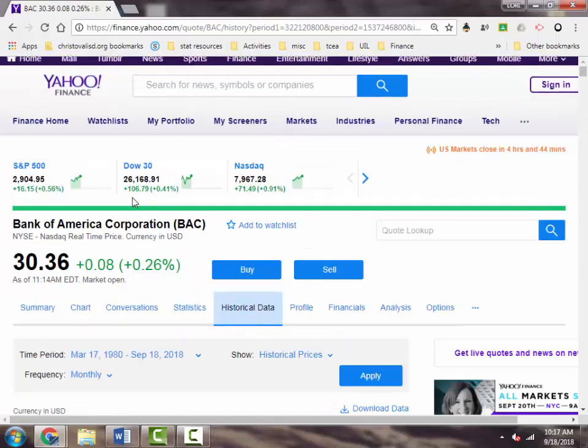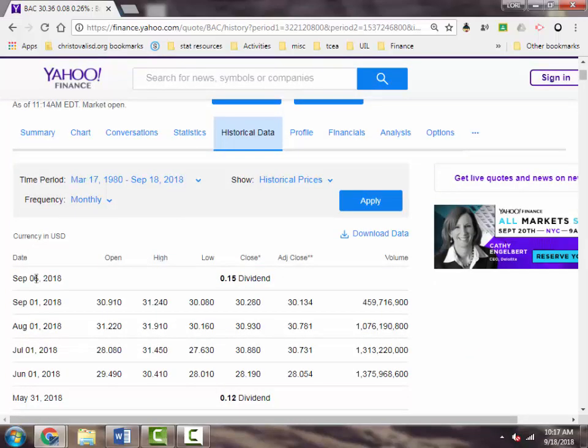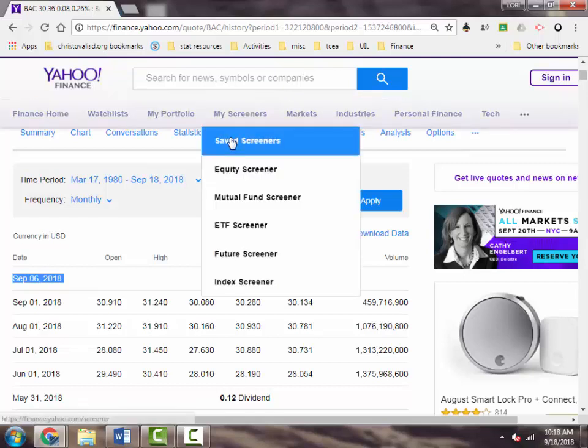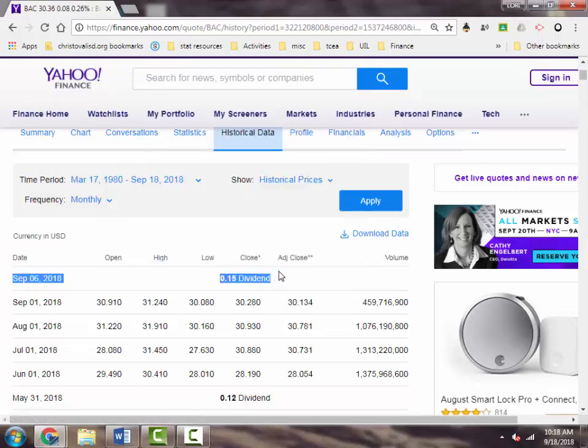So let's scroll back up. And so it told me the last dividend was paid at 15 cents, and the date on it was the 6th of September. So if I need to find the most recent date, using that historical data, it's a lot quicker and easier to find it than off the chart.